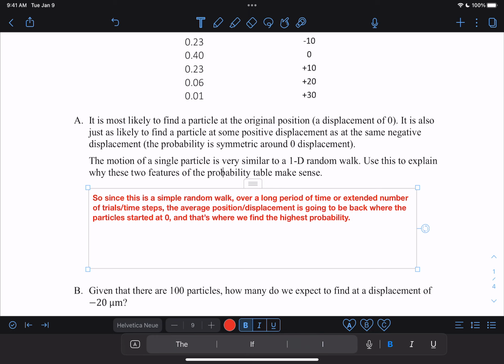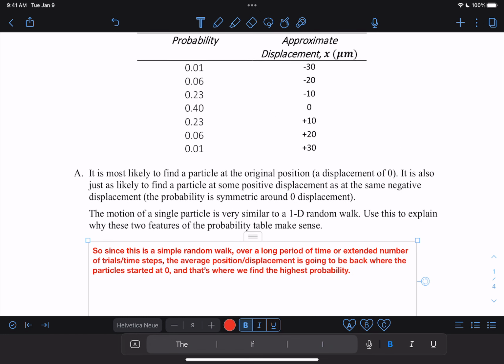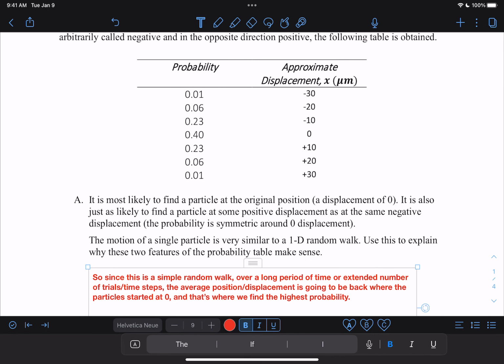Okay, cool. Because, like Zainab said, there's a simple random walk condition there, it means that over a long period of time, extended number of trials or time steps, the average position or displacement is going to be back where the particle started at 0, and that is also where we see our highest probability. It's most likely that the approximate displacement is going to be 0. So I'd even include that reference to the table, that the highest probability, 0.4, is found where the approximate displacement is 0 micrometers. I'd relate it back to the table if you can as well.